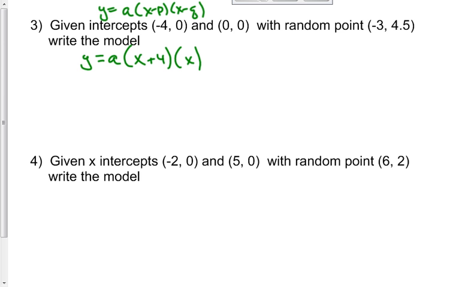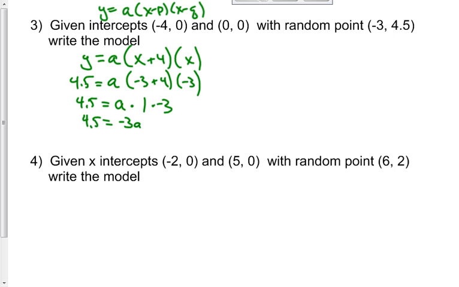Now we can put in our random point. Your x value is negative 3 each time. Negative 3 plus 4, and also a negative 3. Your y value is 4.5. 4.5 equals a times negative 3 plus 4, which is 1, times negative 3. 4.5 equals negative 3a, and then you solve for a. 4.5 over negative 3, and you'll need to get that answer. Negative 1.5, and you have everything you need to write your model.